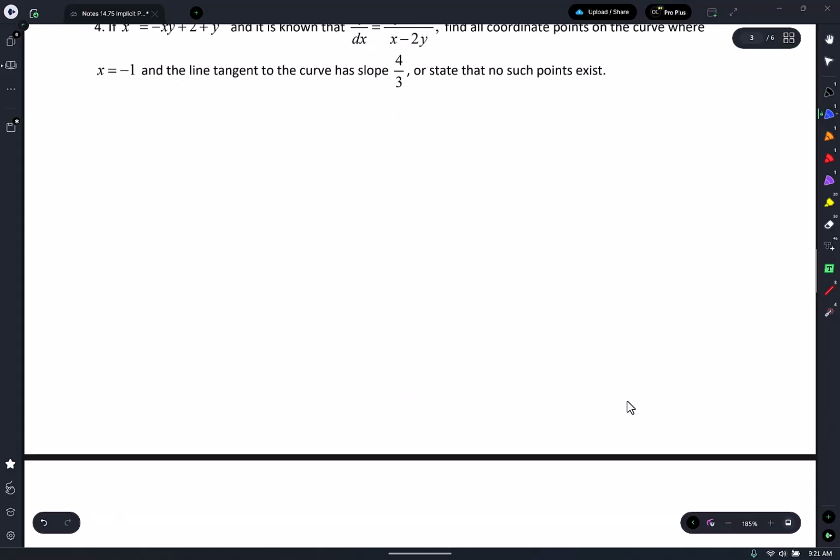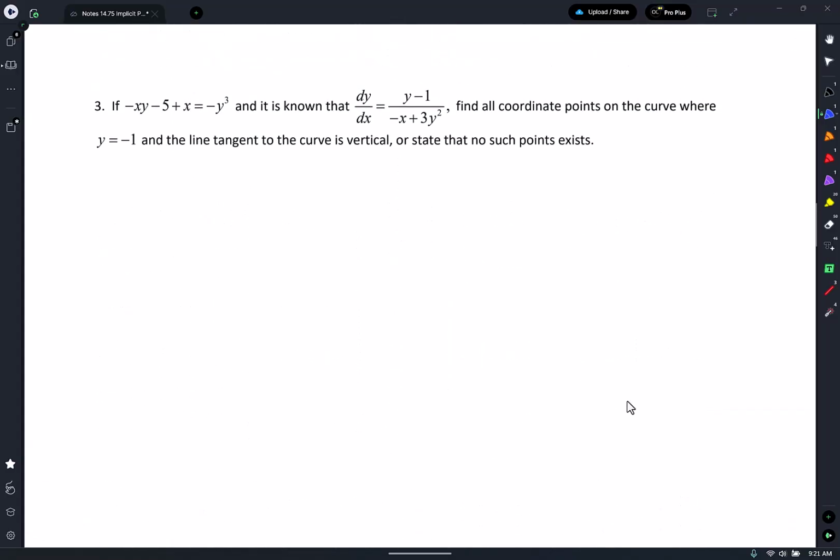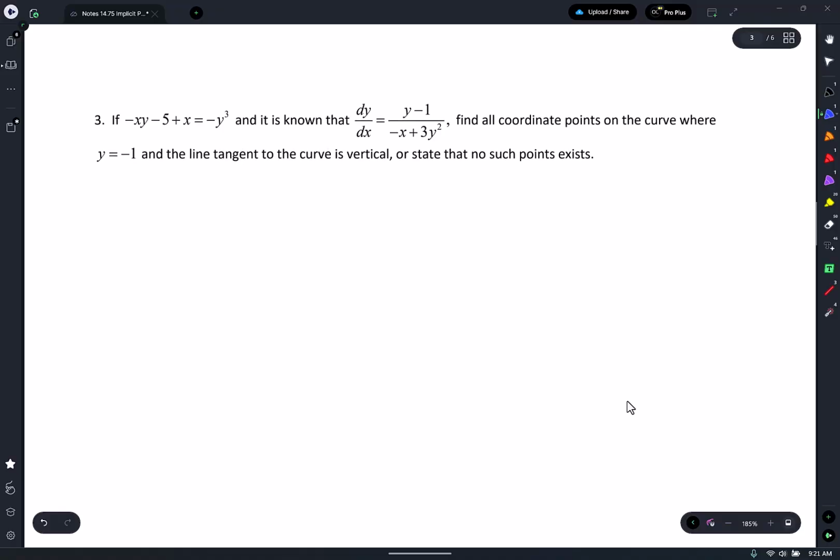All right, let's go to the next one. This one, if you read the language, it looks like it's coming out of Delta because it is. If -xy minus 5 plus x equals -y cubed, and it is known, so they tell us it is known, this. Find all coordinate points on the curve where y equals -1, and the line tangent to the curve is vertical, or state no such point exists. Okay, well first what do I need for a tangent line? A point and a slope.